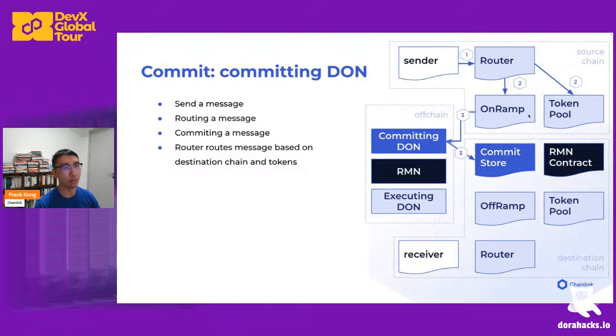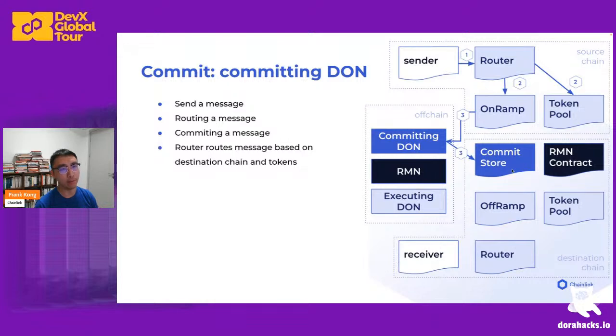The on-ramp smart contract will be monitored by the committing DON. And if there is any event emitted by the on-ramp smart contract, this request will be detected by the committing DON, and the committing DON will move the cryptographic proof of this transaction from the source chain to the destination chain, to the commit store.